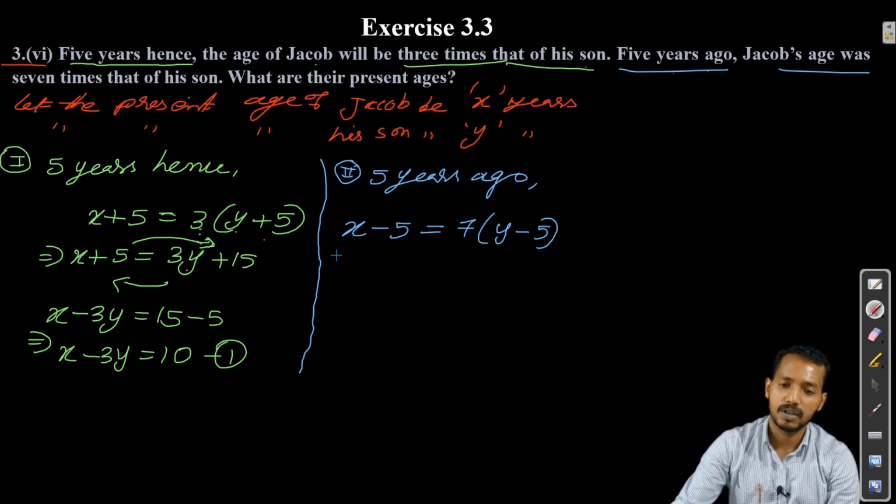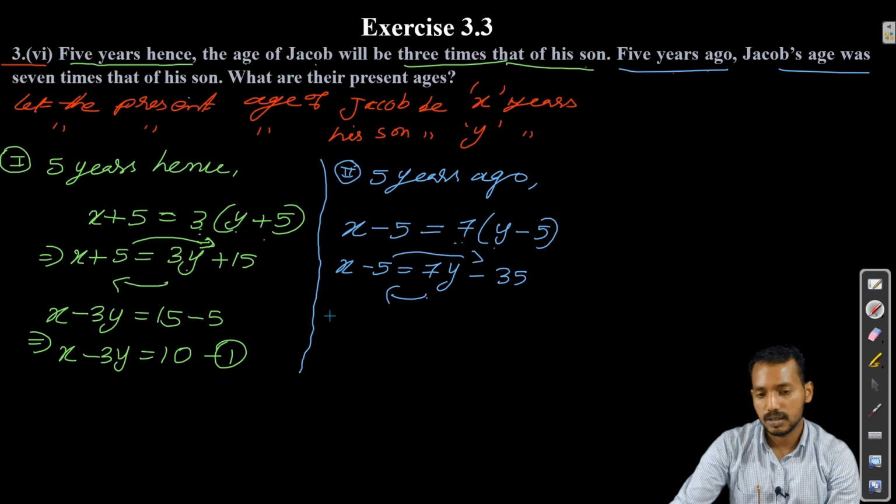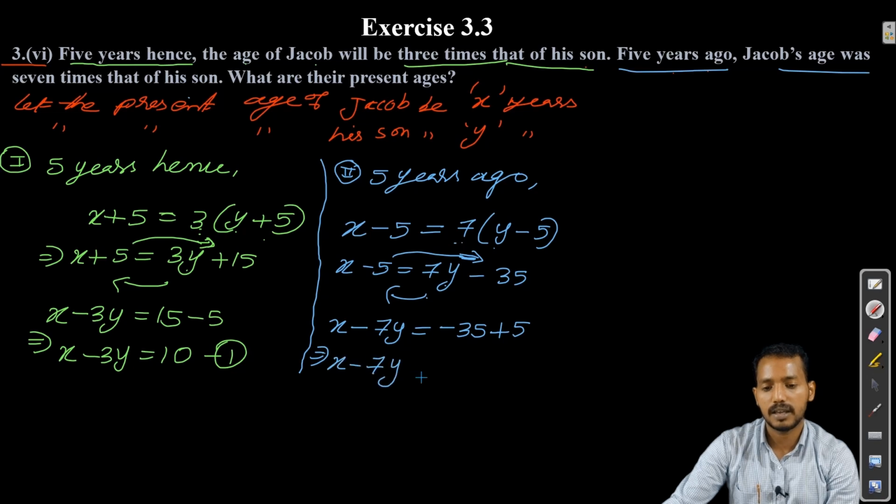That is x minus 5 is equal to 7 into y, 7y, minus 7 into 5, which is 35. Take this 7y to the left and minus 5 to the right side. So we will be getting x minus 7y is equal to minus 35, minus 5 will be plus 5. That implies x minus 7y is equal to minus 35 plus 5, which is equal to minus 30.